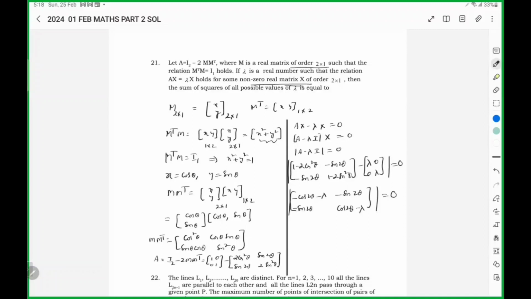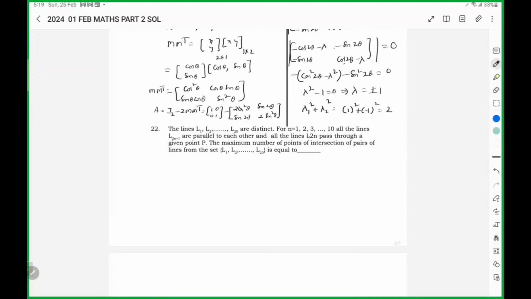So here you have, if you take minus common, A plus B, A minus B: cos square 2 theta minus lambda square minus sin square 2 theta is 0. So that is lambda here, and he is asking the sum of squares of positive values, all the values, just 2.